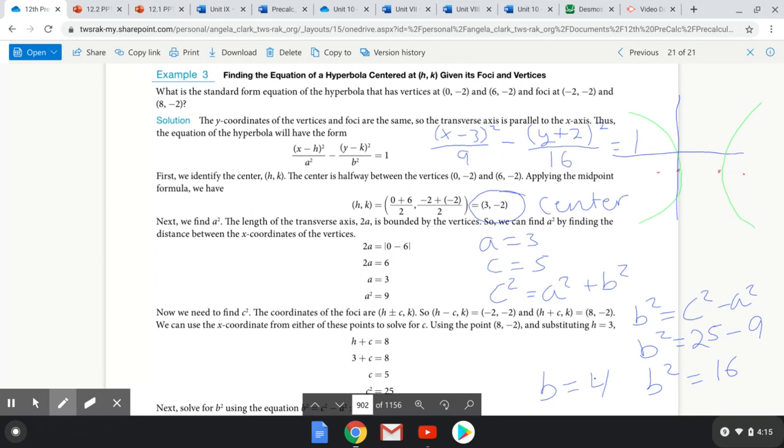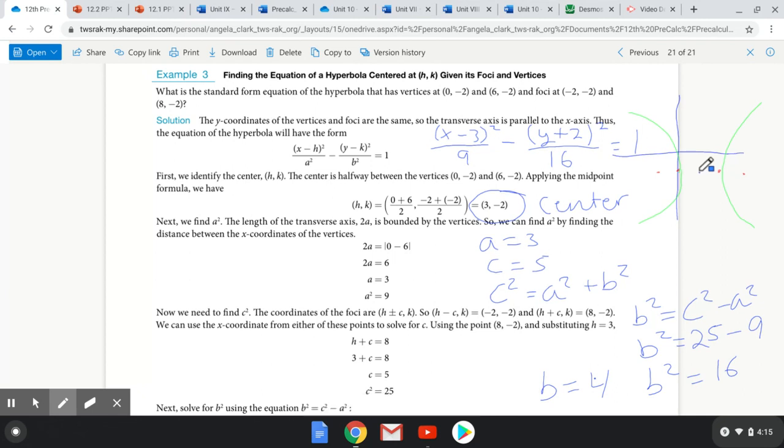16, yay. So we have our equation, right? We don't need to find the equations for the asymptotes or anything because we're just looking for the equation on this one. Although if we wanted to find the equations of the asymptotes, that would be pretty simple because we already know a and b. We have a rough sketch.